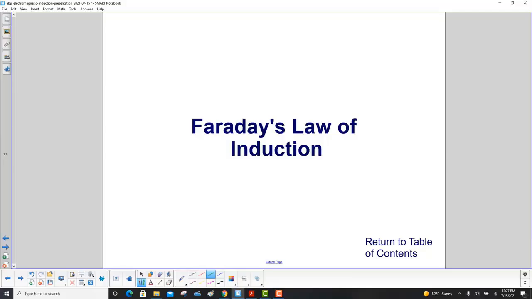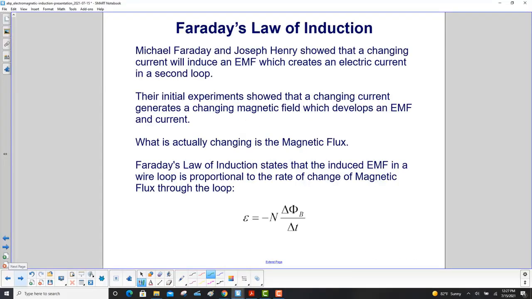Faraday's Law of Induction. Michael Faraday and Joseph Henry showed that a changing current will induce an EMF, which then will create an electric current in a second loop. What's interesting here is Faraday did this in the UK and Joseph Henry in the US fairly simultaneously, but Faraday got his results out first.